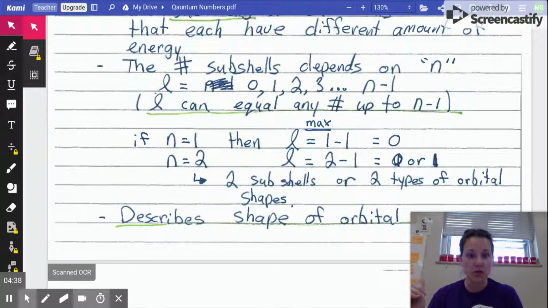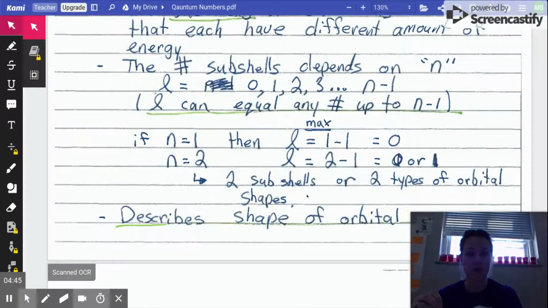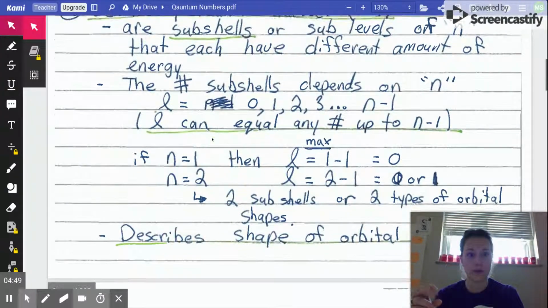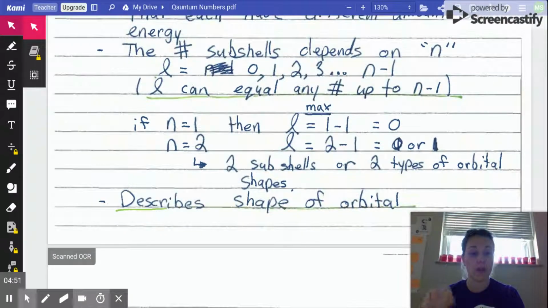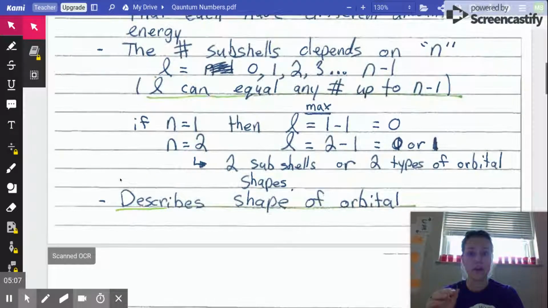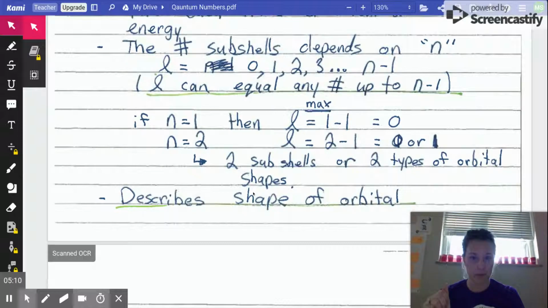So this means that there are 2 subshells, or 2 types of orbital shapes, in energy level 2. So in energy level 1, when n equals 1, there's only one shape, l equals 0. In energy level 2, there are 2 different shapes of orbitals, 0 or 1, because l describes the shape of the orbital.